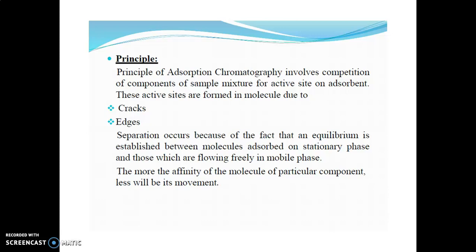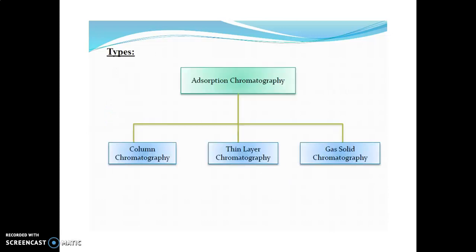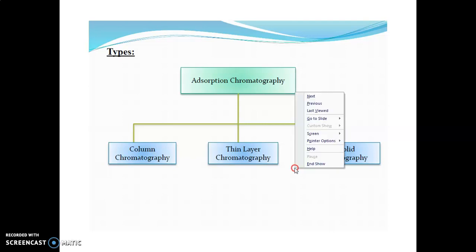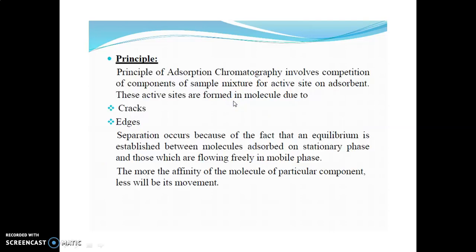The separation occurs because equilibrium is established between the molecules adsorbed on a stationary phase and those which are flowing freely. The more the affinity of a molecule of a particular component, the less it moves. So adsorption chromatography is further classified as column chromatography, thin layer chromatography, and gas solid chromatography, which involve the basic principle of adsorption. So we can classify these as types of adsorption chromatography.